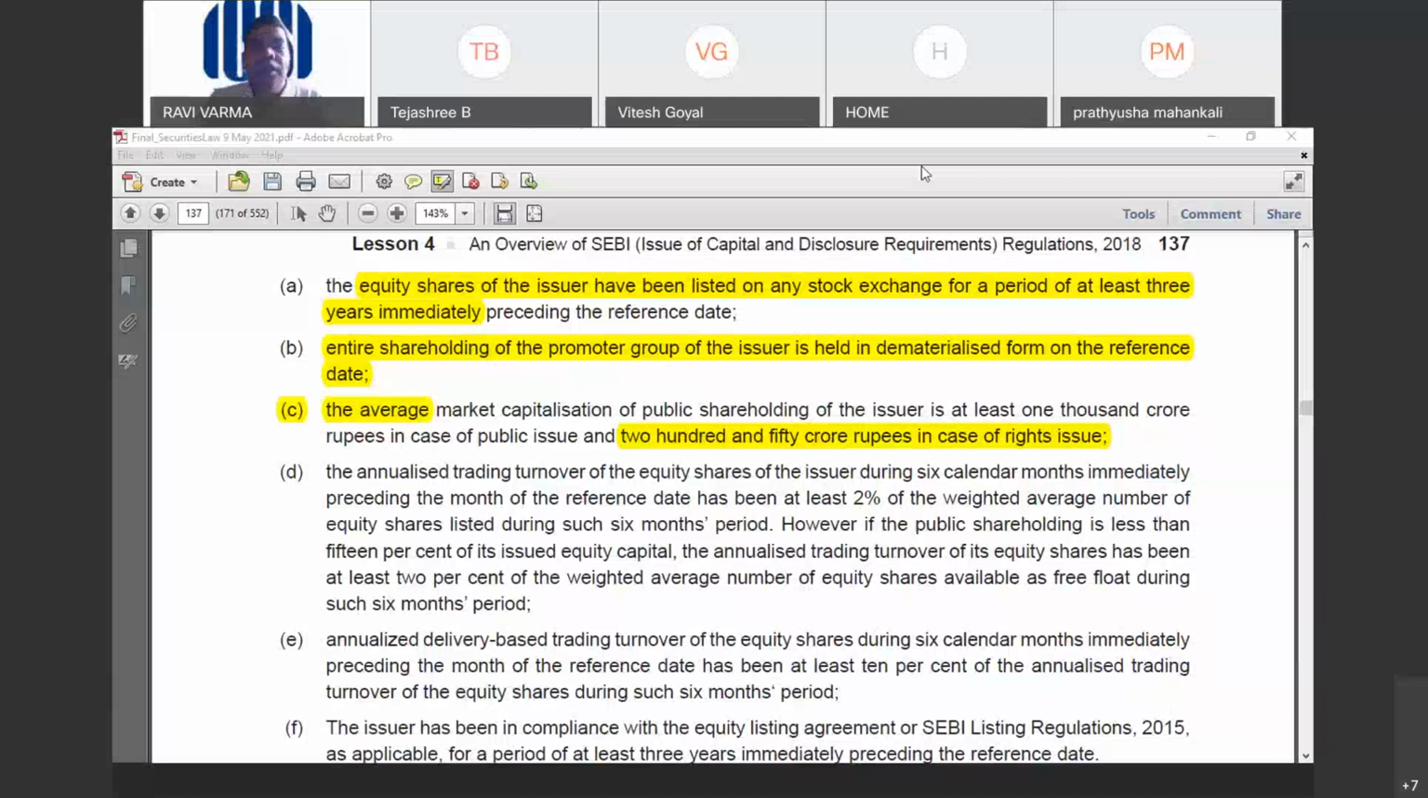So now, coming back to the fast track FPO eligibility criteria: 3 years listed, promoters' shares completely demat, market cap of at least 1,000 crore, and in case of a rights issue, 250 crore. Then your annualized trading turnover, which is calculated on the basis of trading volume on the stock market, should also be at least 2%.